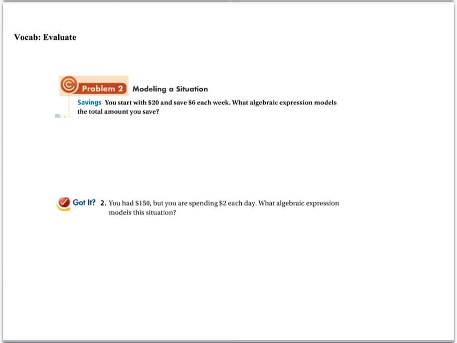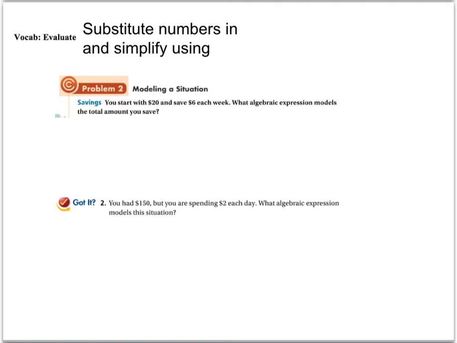Another vocab word that we have that you guys can add to your note cards at some point, the word evaluate. All evaluate means is that you are going to substitute numbers in and then simplify, of course, using order of operations. OOO, meaning order of operations. I get it.